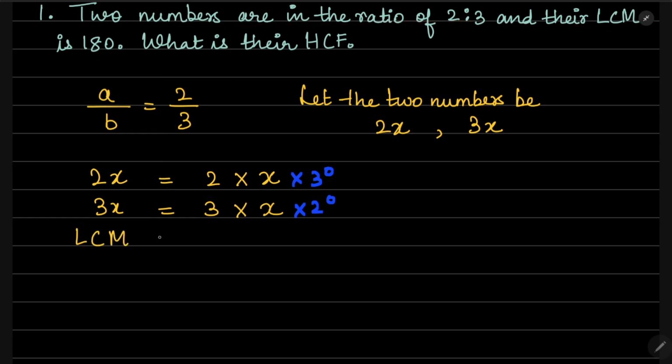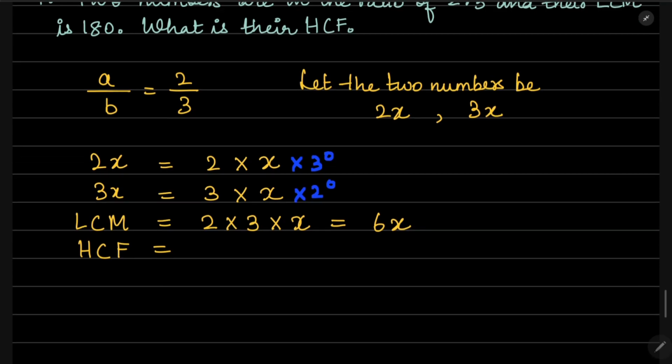So LCM will be nothing but you have to take the highest power of all the factors. What is the highest power of 2? It is just 2. Highest power of 3, it's just 3. And the highest power of x is also x. So here you are getting 2 into 3, which is 6x. That's your LCM. And what is your HCF of this 2x and 3x? You have to take the lowest power of the common prime factors.